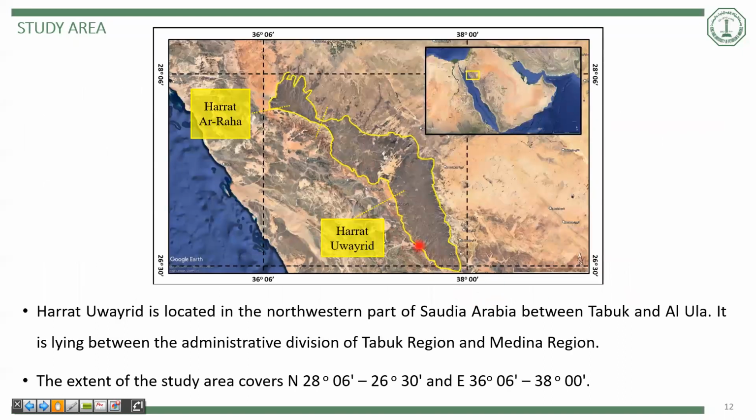Okay, the study area, as mentioned, Harrat Uwayrid, is located in the northwestern part of Saudi Arabia here, between the city of Tabuk and Al-Ula at the south. It is lying between the administrative division of the Tabuk region and the Medina. And as you can see, the body itself has 2 Harrats, which is divided by this small line here. At the northern part is Harrat al-Raha, whereas our study area, Harrat Uwayrid, is located further south.